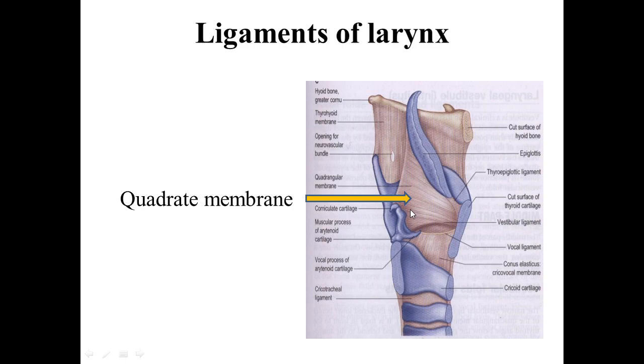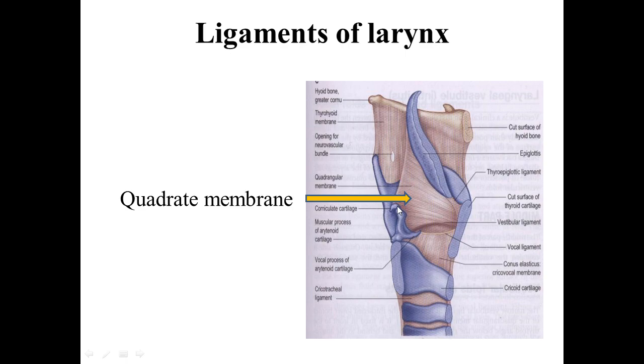So the quadrate ligament is situated on the inner surface of the larynx deep to the mucous membrane, and it extends from the arytenoid cartilage to the epiglottis and anteriorly to the thyroid angle. Now this quadrate membrane has an upper free border. This is the upper border of the quadrate membrane which is free, and this upper free border is present in the aryepiglottic fold.